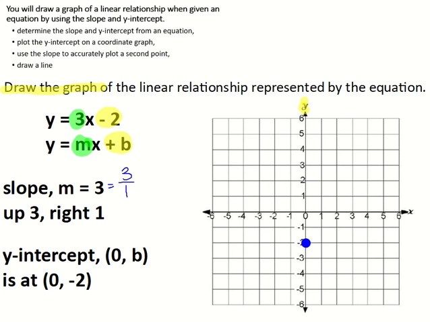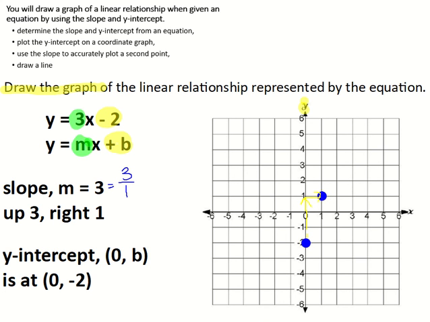So from here, I'm going to use my slope. On my model, I'm going to use a yellow pencil so you see how I'm getting my next point. I'm going to use my slope to get another point on the graph. So I'm going to move from 0, negative 2 up 3. So I'm going to count up 3 spots. And then to the right 1 spot. And I would have another point on my graph right there.